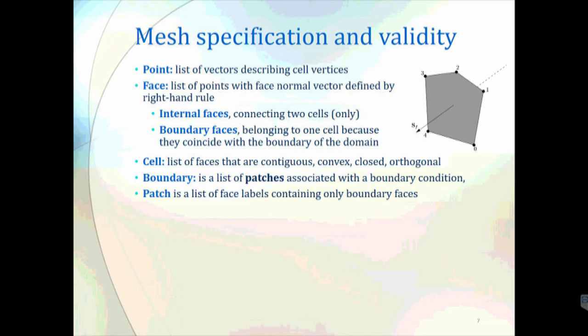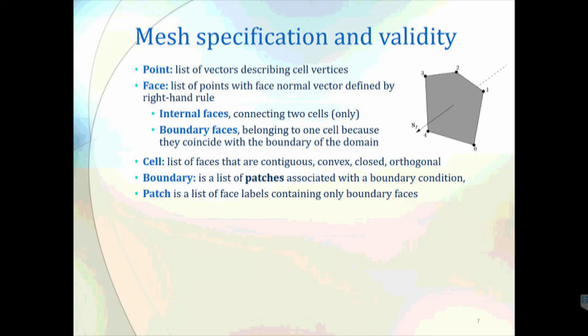So for the definition of the face of a cell, we have to list our points. We could list them 2, 3, 4, 0, 1 or 4, 0, 1, 2, 3. Both are correct. But we cannot list them in an anti-clockwise direction such that the normal is pointing into our cell. Okay, then we have internal faces and we have boundary faces.